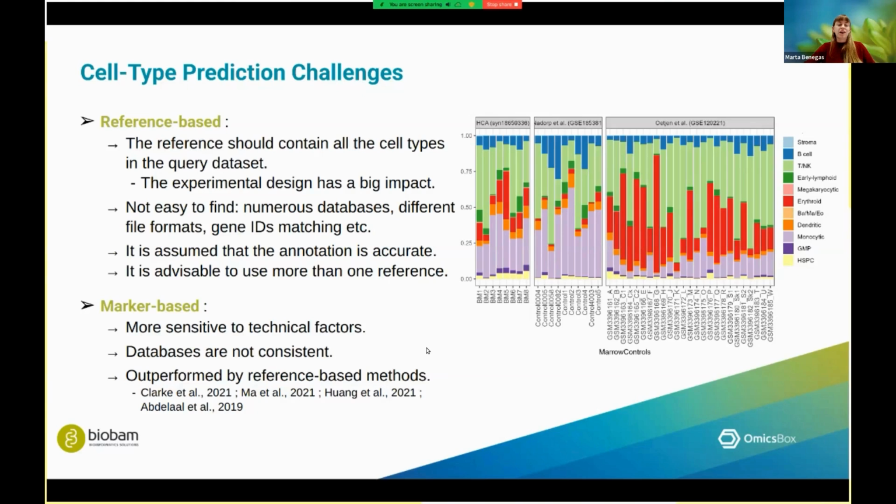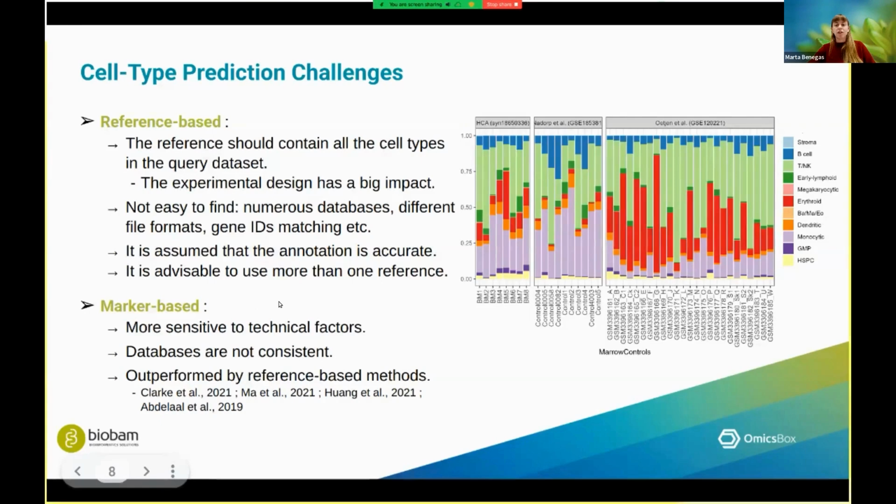On the other hand, finding a good reference is not easy nor quick, because there are numerous databases and the references come in different file formats, and very importantly, we have to ensure that the gene IDs used in our dataset match the ones in the reference, and so on. And lastly, we are assuming that the annotation is accurate, but there are different curation qualities, and the decisions made by the researchers can introduce some biases here. For all these reasons, it's advisable to use more than one reference and compare the results, but as we see, sometimes it's not easy to find even one proper reference.